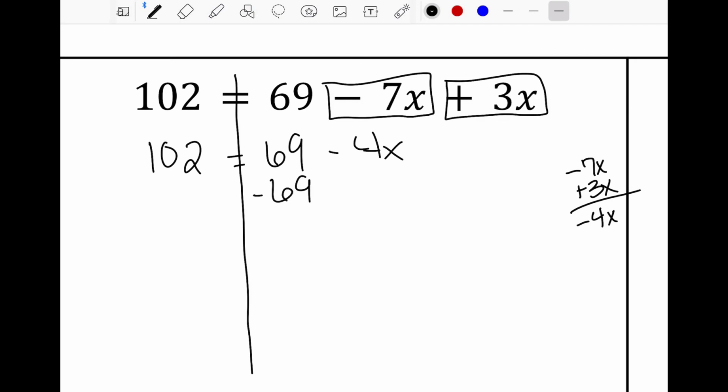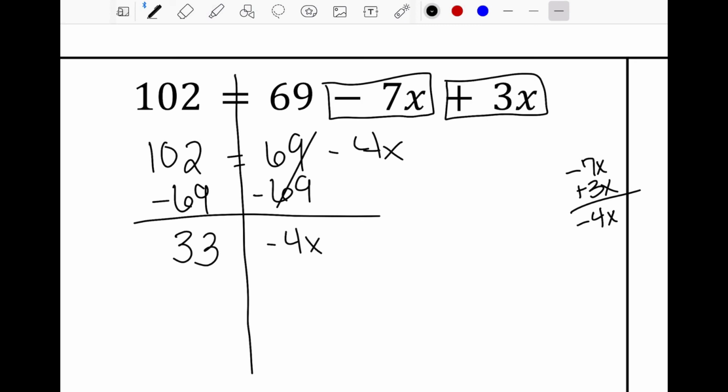So I got to subtract 69 from both sides. The double 69s, automatically you should know they're going to go away. So I mark them out. And then we take 102 and subtract 69 from it, and we get 33. Okay, now with that, I didn't use my negative 4x. So if I didn't use my negative 4x, I should bring it down. So I'm going to bring down negative 4x.